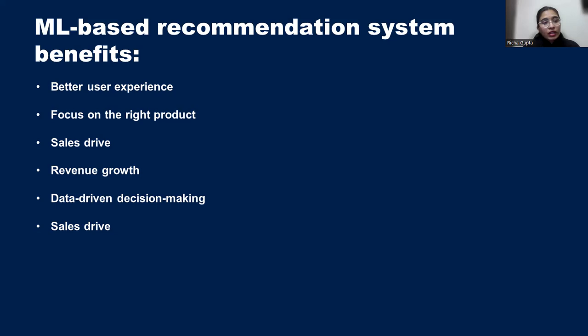So sales drive, of course, with the help of recommendation systems, the sales take a boon for online stores, the revenue grows, and it also helps data-driven decision making. If a product is not getting sold much, the recommendation system helps you increase its sales, by making it visible to people, for example by offering it as a gift, so that people have more visibility of that product, which is right now hidden, or users are not visiting it. This is how machine learning helps.